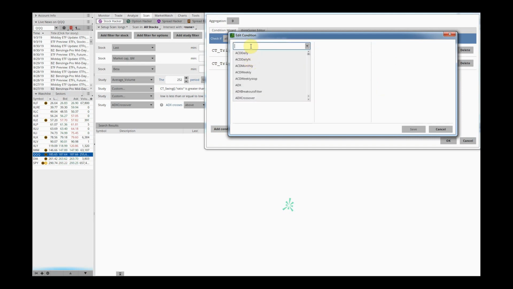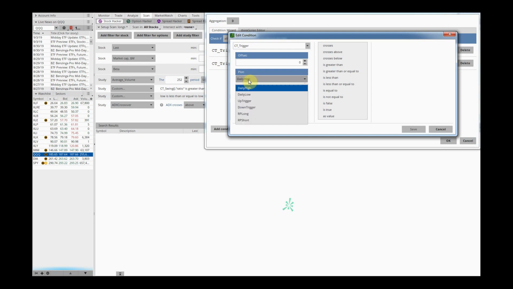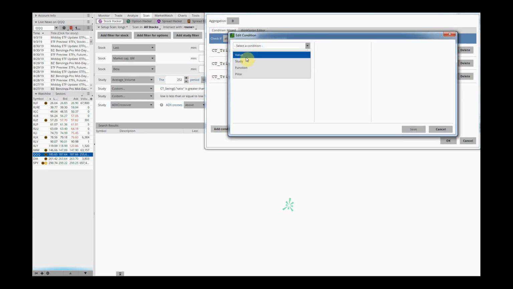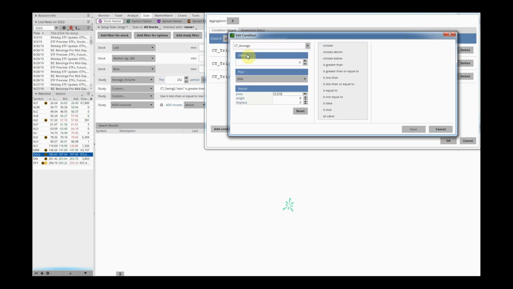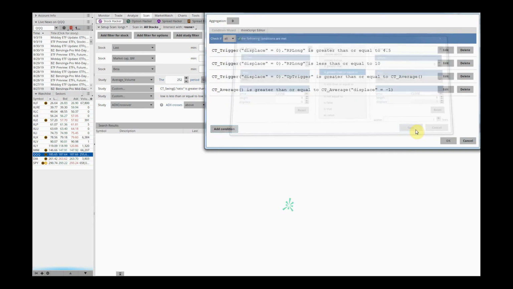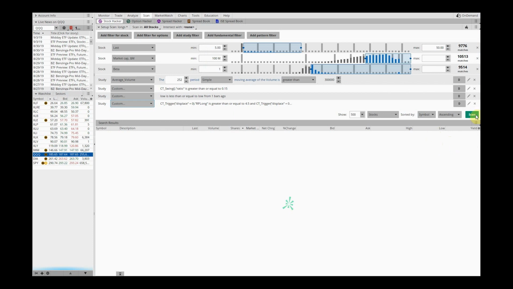So we're going to go to study again, CT trigger, the up trigger, again 0. We want it to be greater than or equal to study the CT average. And then since we're looking to get into an up wave or enter a long trade with a potentially already existing up wave, we want the CT average then to be greater than or equal to the CT average from yesterday. So this would basically mean that we have an upsloping wave. And click OK. And that's our scan.